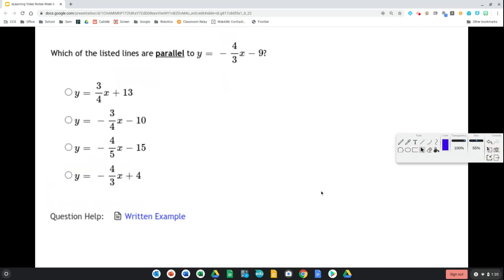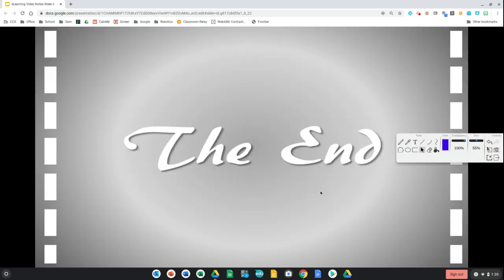So that's what you're going to be doing on your assignment today, working on these parallel and perpendicular slopes. There's just one thing to remember. Parallel lines have the same slope. For perpendicular lines, there's 2 things: flip it over and change the sign. If you remember that, you should be good.